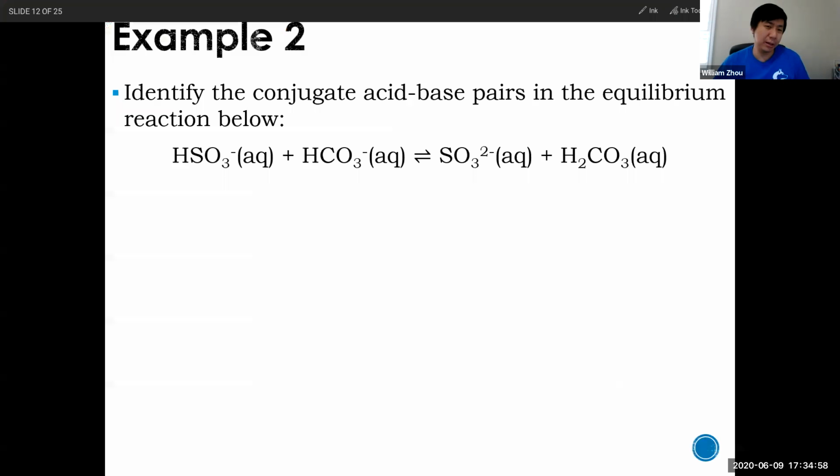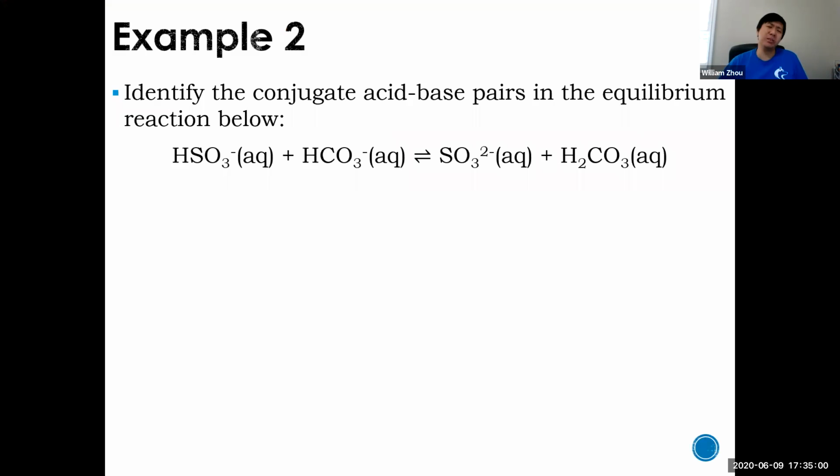All right, so identify the conjugate acid-base pair. First of all, you have to realize who's the acid on the left side. You can't tell by looking at the left side, so you have to look to the right side. HSO3⁻, what did it become? It became SO3²⁻. You lost that hydrogen, so you're the acid. Acids lose protons. HCO3⁻ became H2CO3, so you gained a proton, so you're the base.